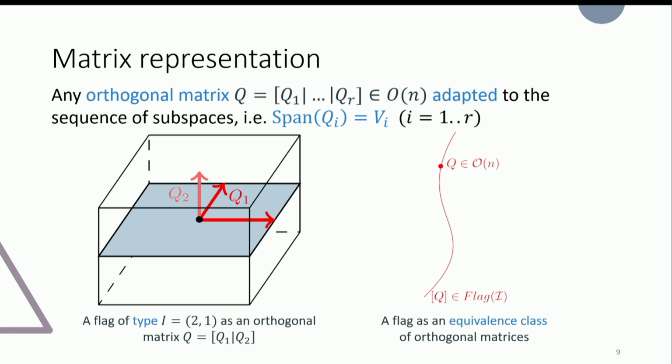So you represent a flag as an orthogonal matrix, but the choice for such an orthogonal matrix is not unique, since you can take many different orthonormal bases for one given subspace. So actually, flags are more equivalence classes of orthogonal matrices.